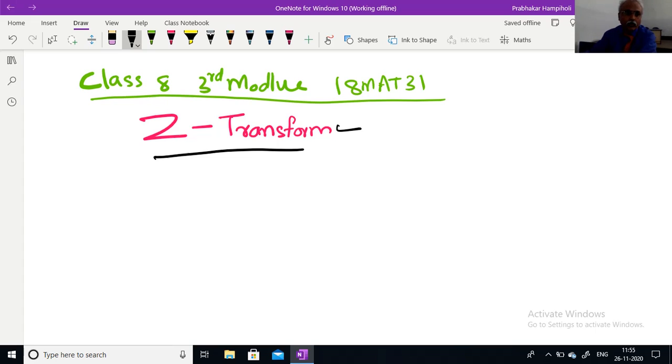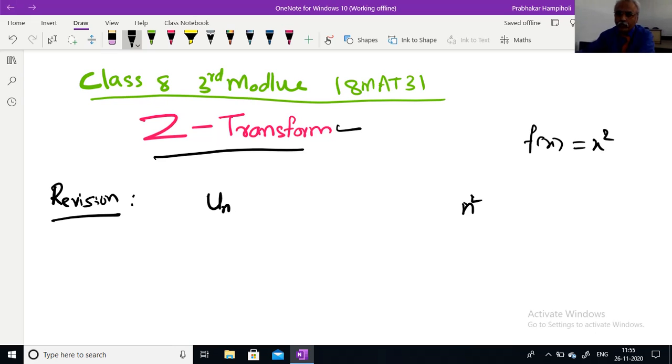Now, coming back to the actual Z transform, this is a revision of the first class. We defined any n function. Suppose the n function is n square, n cube, cos n theta, e raised to n, a raised to n. Anything in terms of n is our n function. Instead of f of x equal to x square, which is a continuous function, here u n equal to n square, which is discrete: u0, u1, u2.